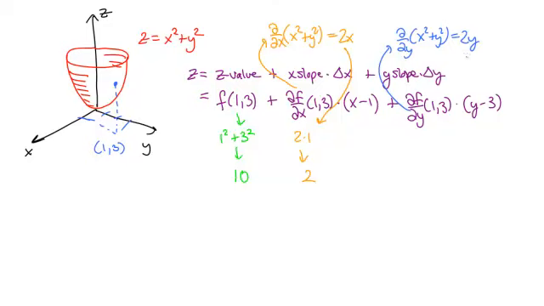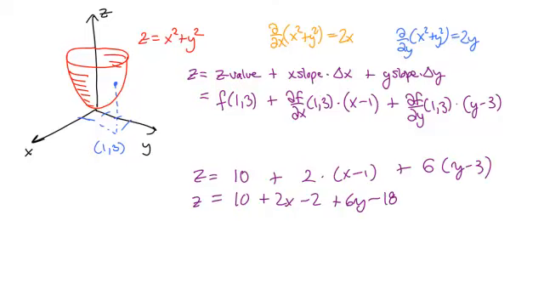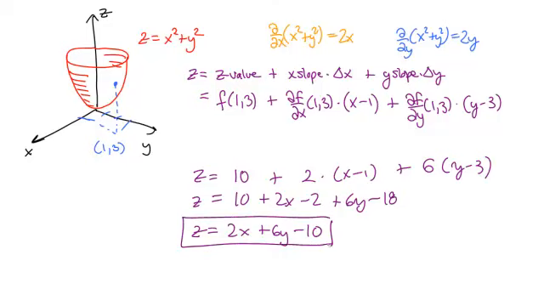If we plug in the point 1, 3 into 2y, we're going to get 2 times 3, which is 6. And so our equation should be z is equal to 10 plus 2 times x minus 1 plus 6 times y minus 3. If we clean that up a bit, we're going to have z is equal to 10 plus 2x minus 2 plus 6y minus 18, or z is equal to 2x plus 6y plus 10 minus 20, or minus 10. And so there's the equation of our tangent plane.